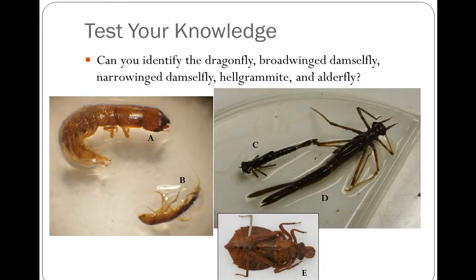So now that you've been through this video, it's time to test your knowledge to see what you've learned. Use this slide to try to identify the dragonfly larva, the broad-winged damselfly, the narrow-winged damselfly, the hellgrammite, and the alderfly larva. You can go ahead and pause the video at this point and get out some scratch paper to record your answers, or just do it in your head. And then I will flash the answers on the next slide, so you can go ahead and pause this right now.